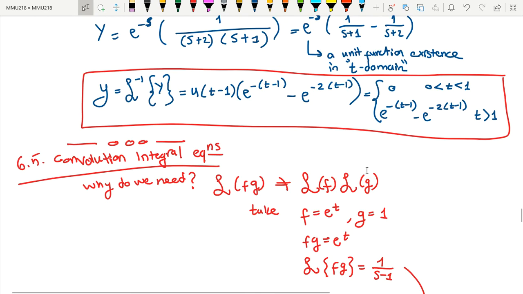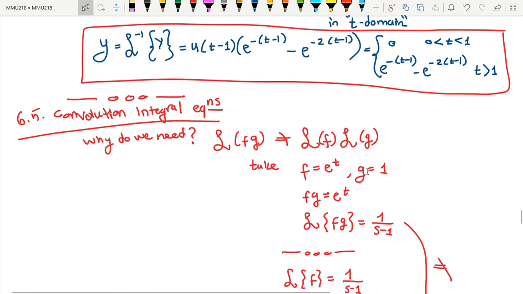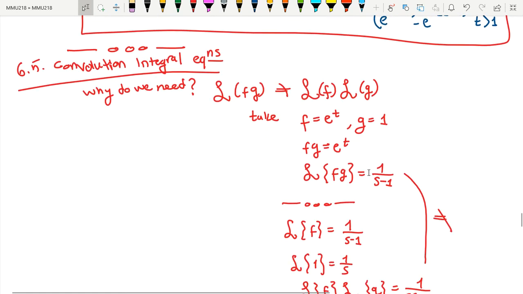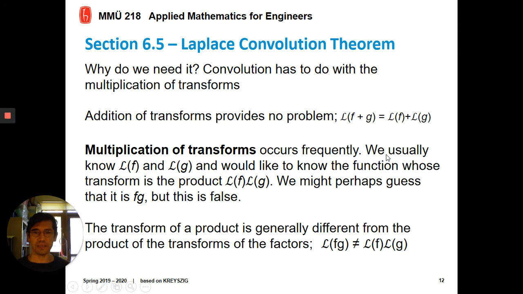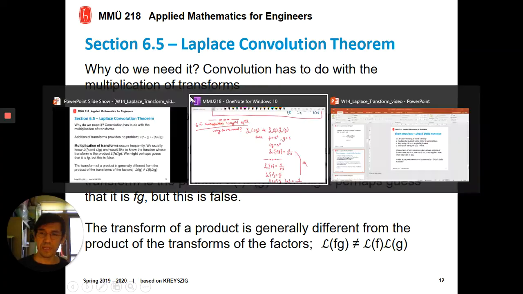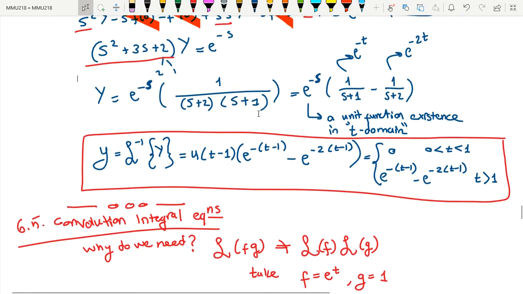Okay, now this is about it for the impulse function for now. And let's move on to section 6.5, convolution integral. Let me see if I have something here. I think, yeah, why do we need something called convolution, the Laplace convolution theorem? Convolution has to do with the multiplication of transforms. If you remember, just a moment ago, we had something appearing on the right-hand side, in the frequency domain, that can be represented as multiplications.